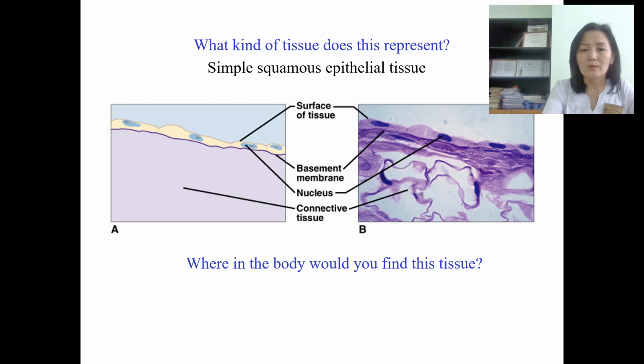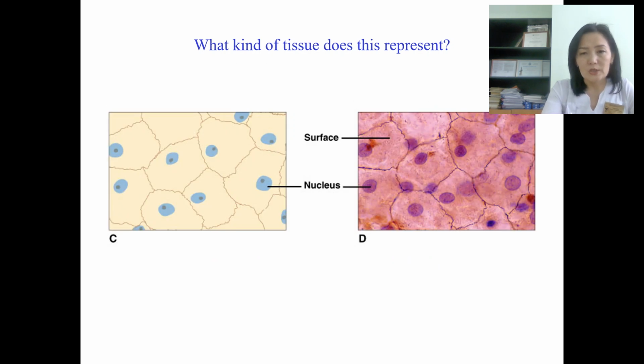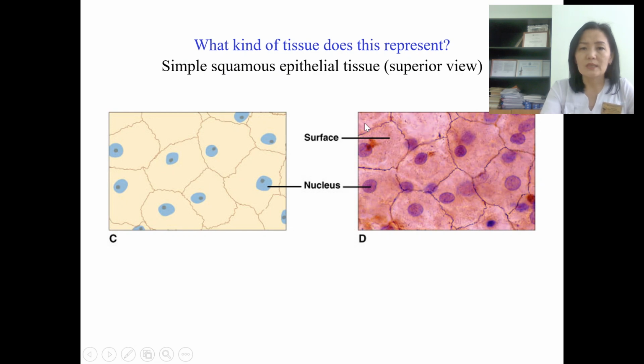And the next question: where in the body would you find this type of tissue? Of course, one example is our lungs. We can say the respiratory portion of our lungs is lined by this epithelium. Only one example, because this type of epithelium in our body can be of two types: endothelium or mesothelium. For example, all blood vessels in our body are lined by endothelium. Next question: what kind of tissue does this represent? What type of epithelium is it? Of course, this is simple squamous epithelial tissue, but a superior view.